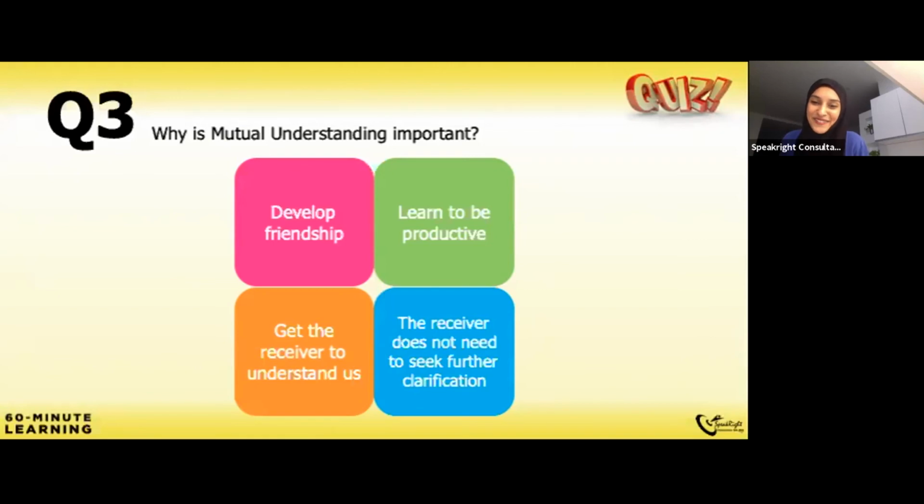Develop friendship. Lilin. Okay, since we don't have any other responses, Lilin, it goes to you. Yes. Christopher, how do we go about with this?